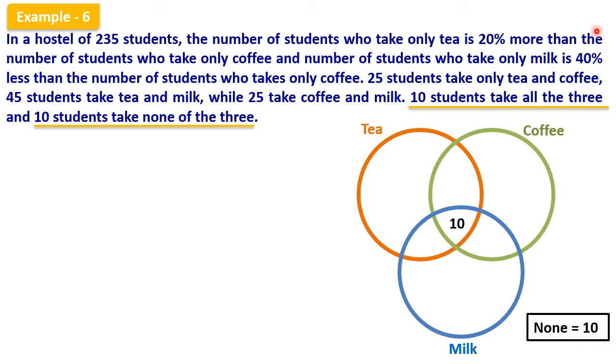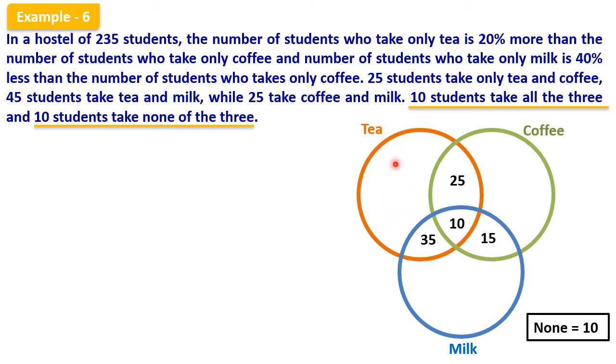Now it is further said that 25 students take only tea and coffee. The word only is used. They take only tea and coffee. So 25 will be filled here. Then it is said that 45 students take tea and milk. So tea and milk means this region plus this region is equal to 45, out of which 10 is here. So this region will be equal to 35 students. And it is said that 25 students take coffee and milk. So 25 take coffee and milk means this region plus this region is equal to 25, out of which already 10 is here. So this region will be equal to 15.